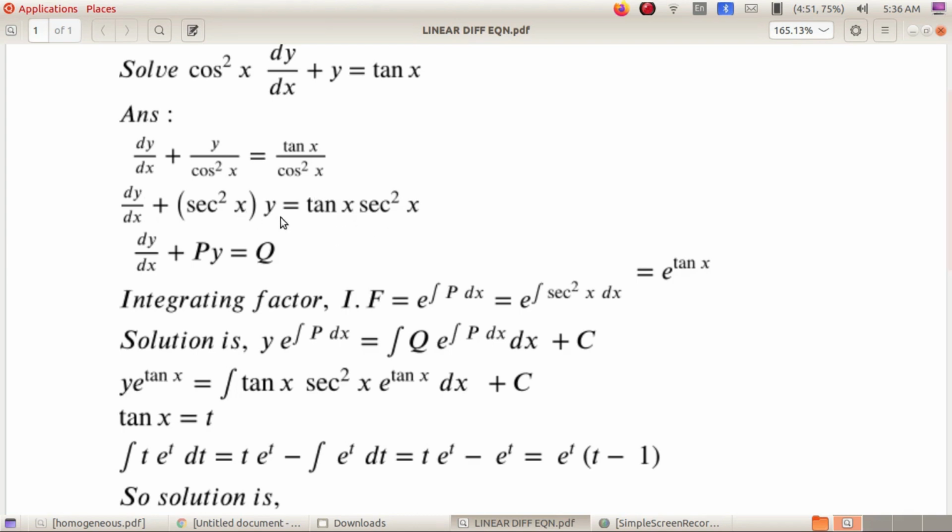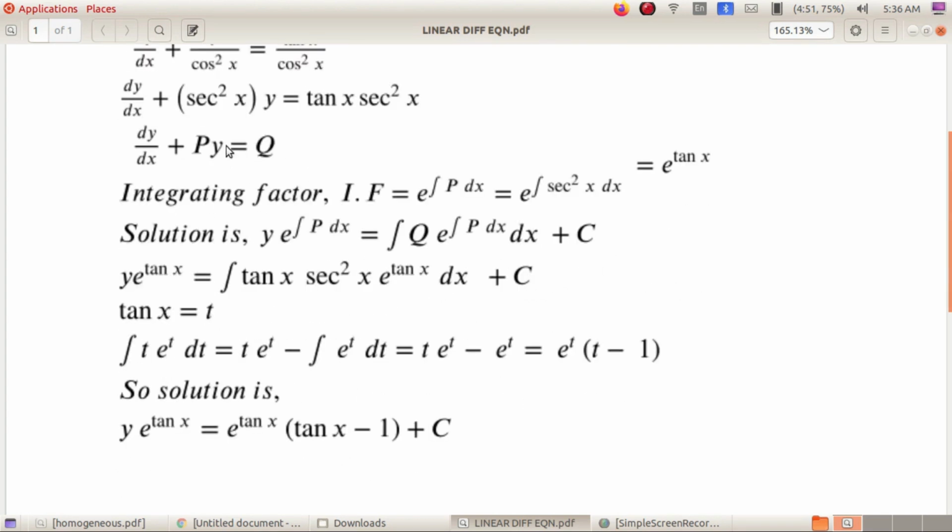Now this equation is of the form dy by dx plus py equal to q, where p and q are functions of x. Here p is sec square x, q is tan x sec square x. Now to solve this type of linear first order first degree differential equation, first we have to find the integrating factor. Integrating factor IF is equal to e raised to integral p dx, where p is equal to sec square x. Integral of sec square x dx is tan x.